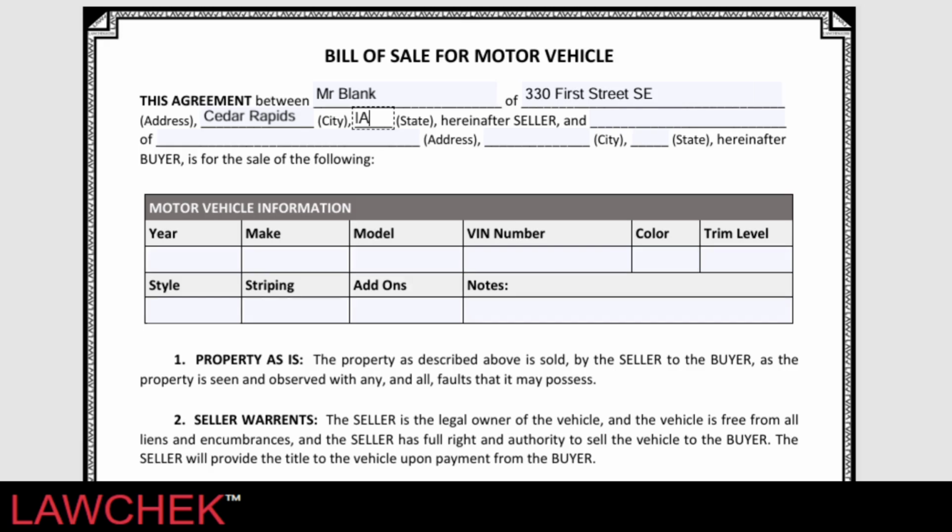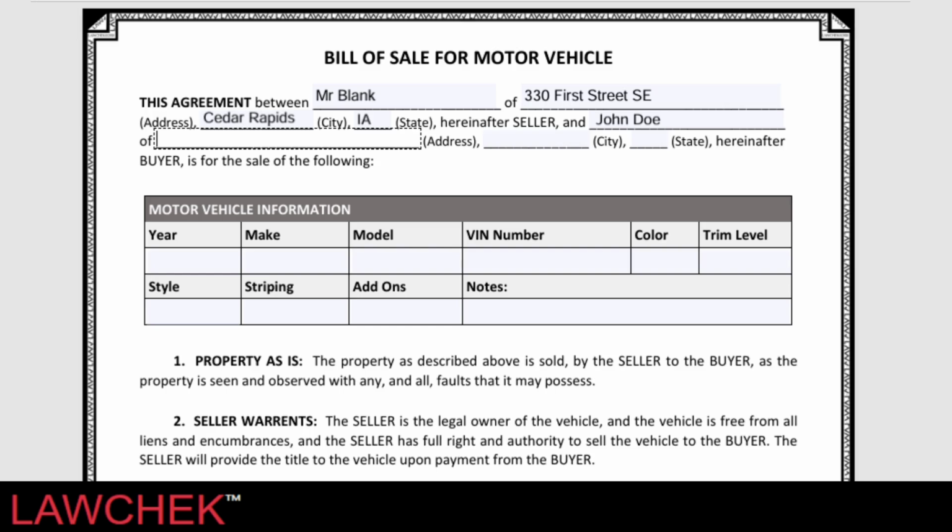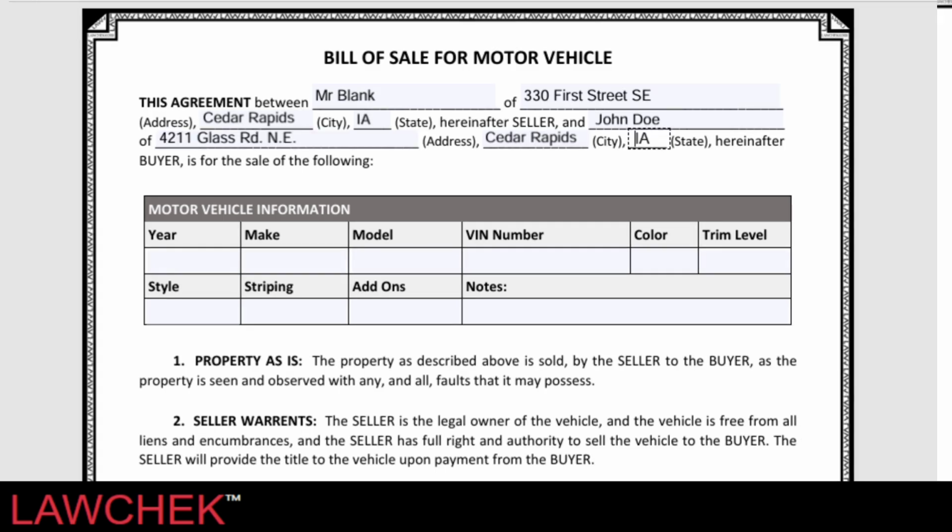Second, we're going to put in the buyer. This is an individual who has taken a look at your vehicle and has decided that they want to buy it. So let's go ahead and put their information in here right now. John Doe of 4211 Glass Road, Cedar Rapids, Iowa, 52403. And this is the buyer that we're going to be using in this particular sample of a bill of sale. That completes the first section, who the parties are, the seller and the buyer.